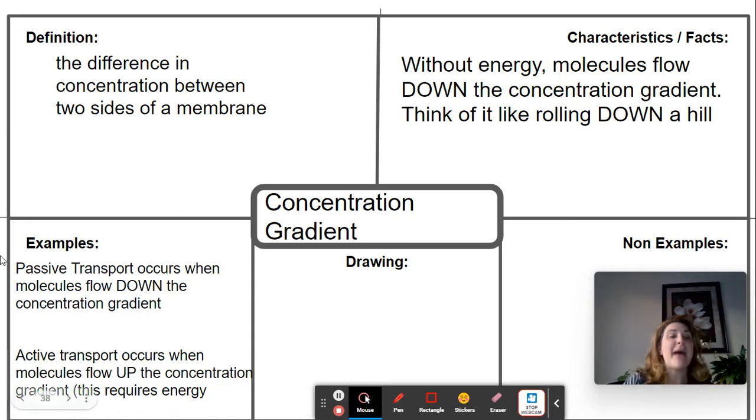Passive transport, we're going to learn about next. That occurs when molecules flow down the concentration gradient from an area of very high concentration and they spread out to an area of low concentration. Active transport occurs when molecules flow up the concentration gradient, meaning they pack themselves together even tighter. Nobody wants to do that. Molecules don't want to do it. That's going to require energy. So we're going to learn the types of transport next. So today it's just concentration, concentration gradient, and solution, those three terms.